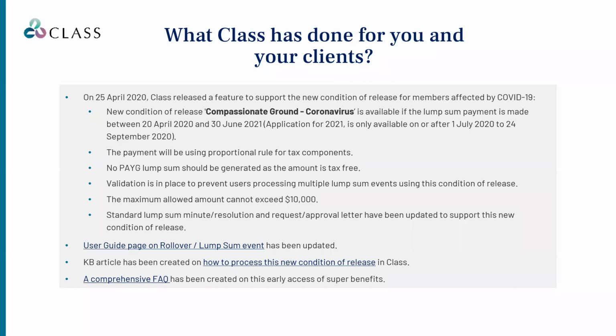Now, what Class has done in this area, on the 24th of April, we actually did a release on this with a new condition of release called Compassionate Ground Coronavirus. It's available for any payments made after 20th of April 2020 and before 30 June 2021. Now, interestingly, the actual application for that payment is only available for 6 months. So that means by 24th of September 2020, that's the last opportunity for a member who is eligible to apply for that early access.